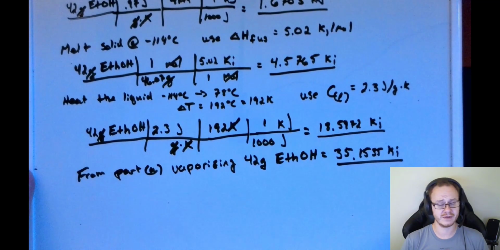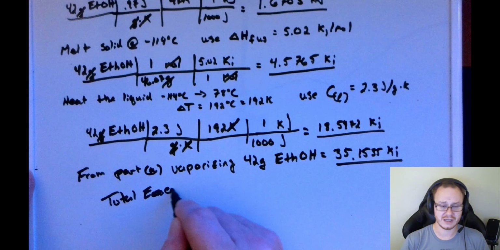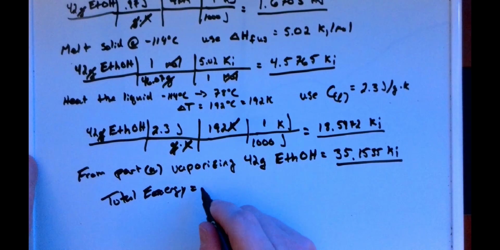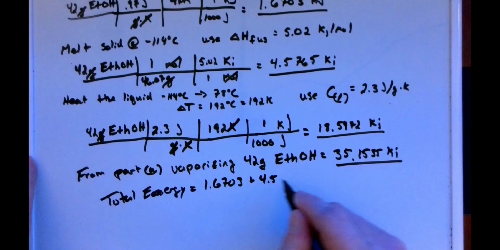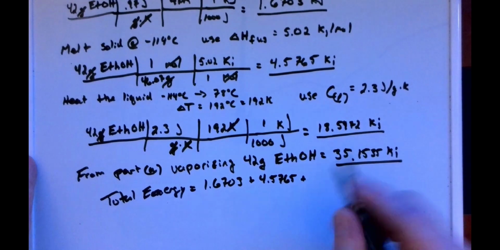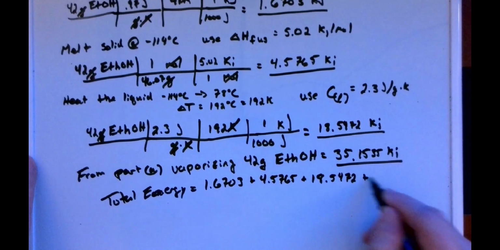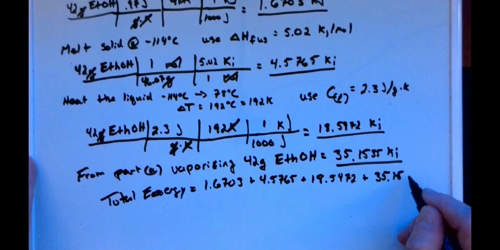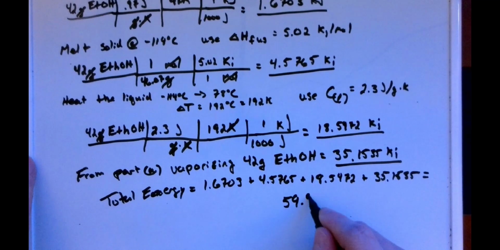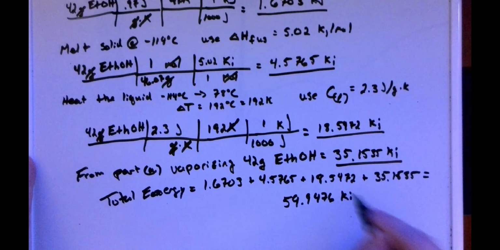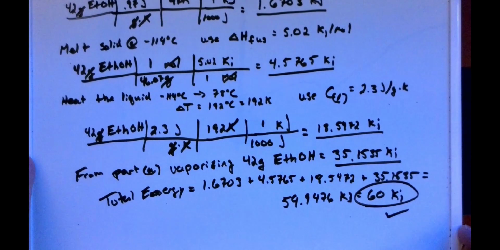Thus, the total energy from the solid all the way up to its gaseous state is going to be the sum of the heating of the solid, the melting of the solid, the heating of the liquid, and the vaporization of the liquid. 1.6703 plus 4.5765 plus 18.5472 plus 35.153. The total sum here then is 59.9476 kilojoules of energy for the transition to happen, which is about equal to 60 kilojoules of energy overall.